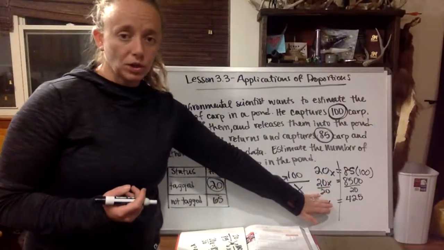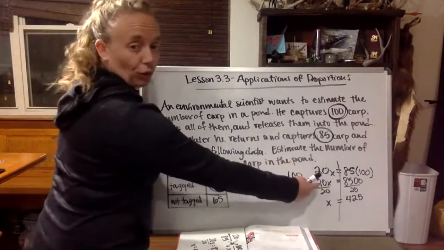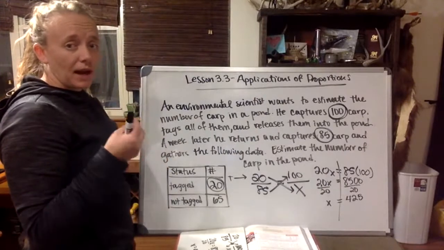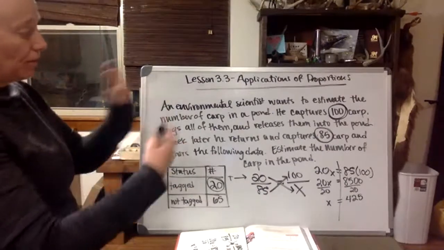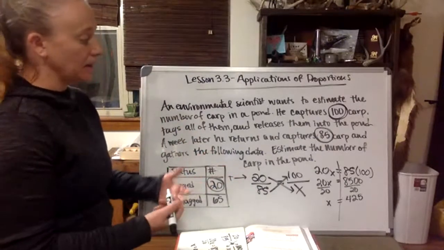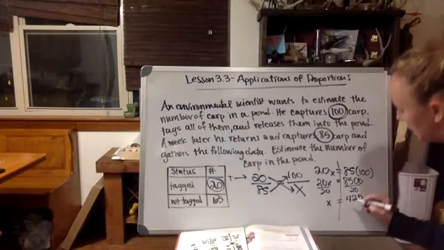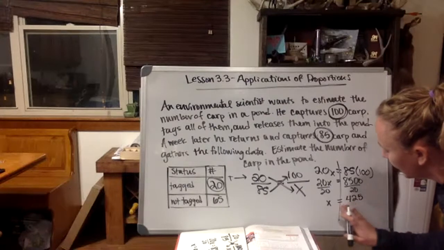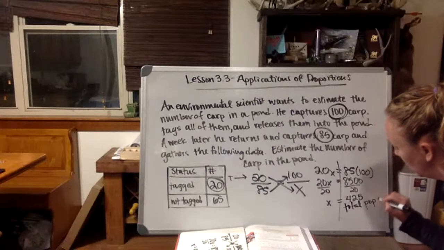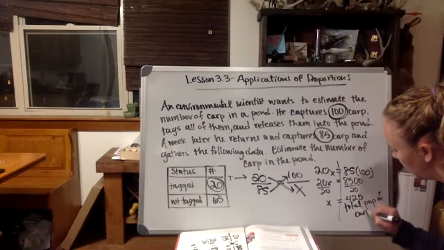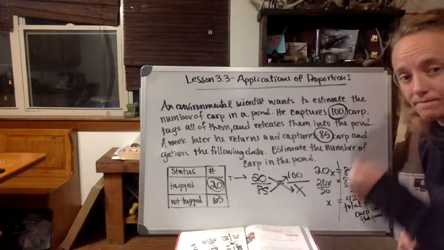So I've just found an answer to this question. The estimate of the number of carp in the pond is 425, but I need to make sure that I add a label to this, because otherwise I can't really relay all of my thoughts. 425 is a great answer, and I've shown great work, but that is the total population of carp in the pond. Cool? Cool.